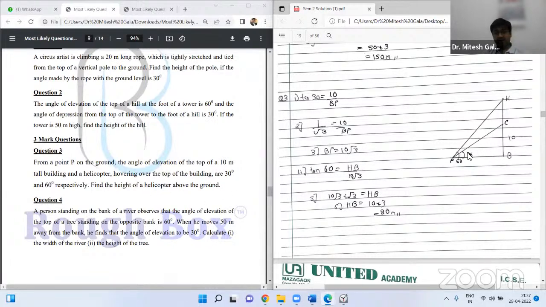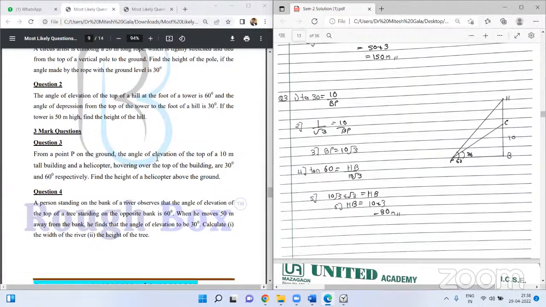So you take this triangle first, BCP, find BP, and then again take triangle BHP, find BH. Firstly you will apply tan and get 10 root 3 as BP. Then again take tan 60, the full big triangle. Substitute this value of BP and get the full HB as 30 meters. So the height of the helicopter from the ground is 30 meters.